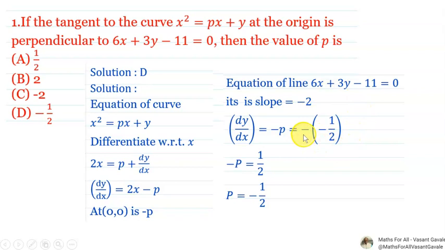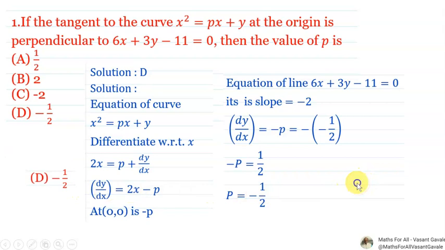Okay, that is a minus and reciprocal of this is -1/2... that minus and minus will become plus. Therefore, minus p is equals to 1/2. Therefore, p is equals to minus 1/2 and hence option D हा या ठिकाणी कसा आहे तर तो करेक्ट आहे.